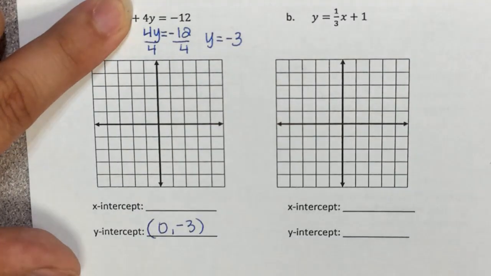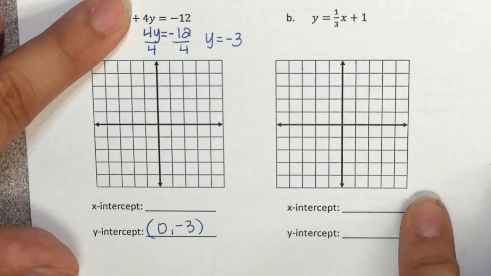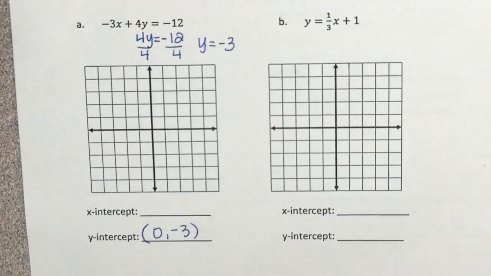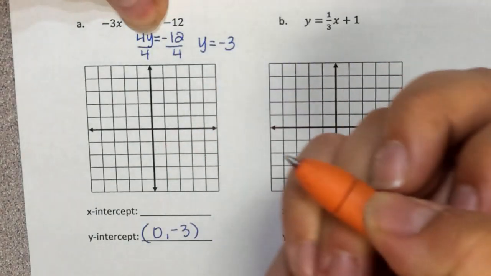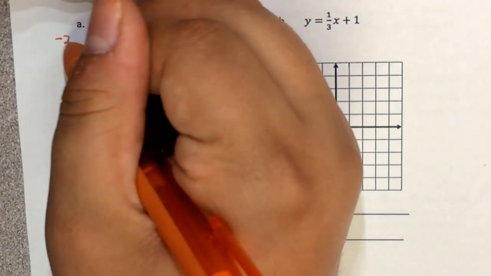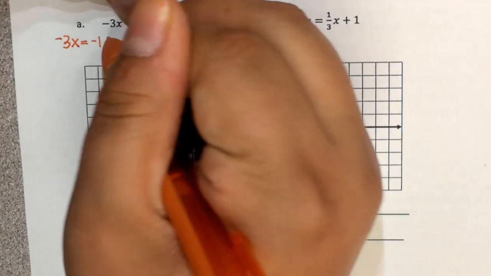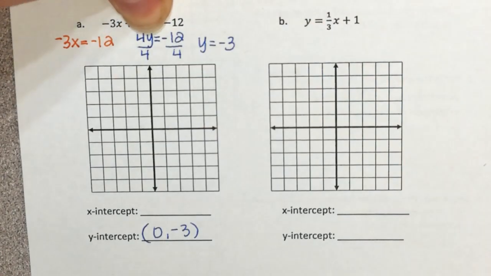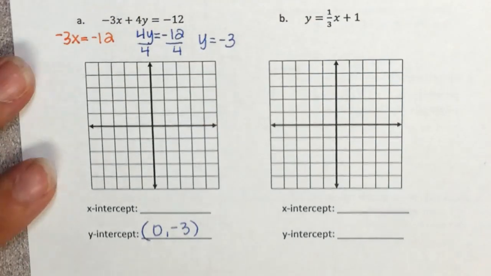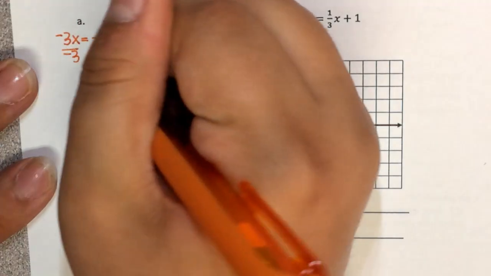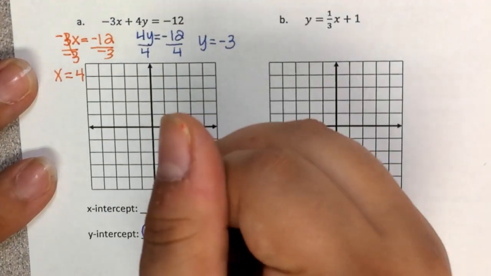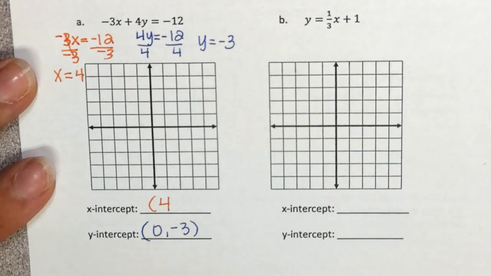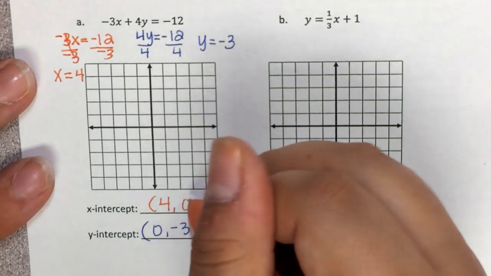Xavier, make sure you're checking your answers as you're doing that. For my x-intercept, what am I going to do? Cover the y. What do I get? Equals -12, which gives me x equals 4. But my answer is not just 4. What's it going to be? 4, 0.